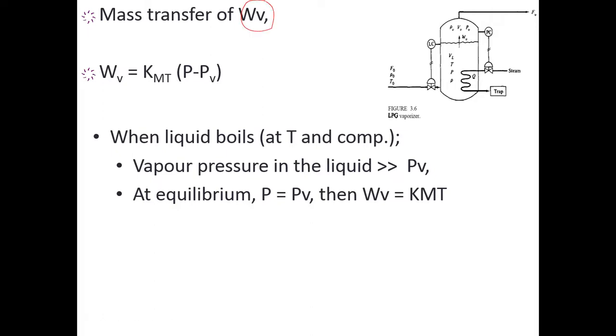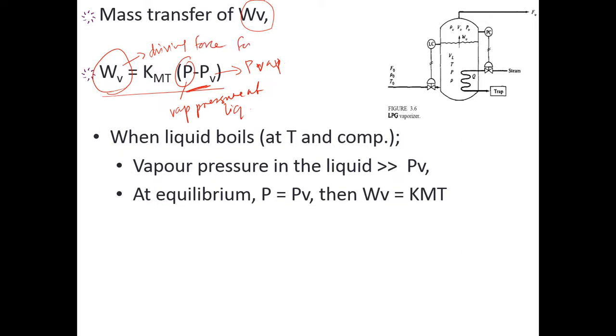In this case, we are going to use the relationship WV equals KMT times P minus PV. Your P here is the vapor pressure of the liquid, and your PV here is the pressure of the vapor. So what happens now is that the driving force for the liquid to evaporate depends on the difference between the pressure of the liquid and the pressure of the vapor. So let's put down here the driving force for evaporation.